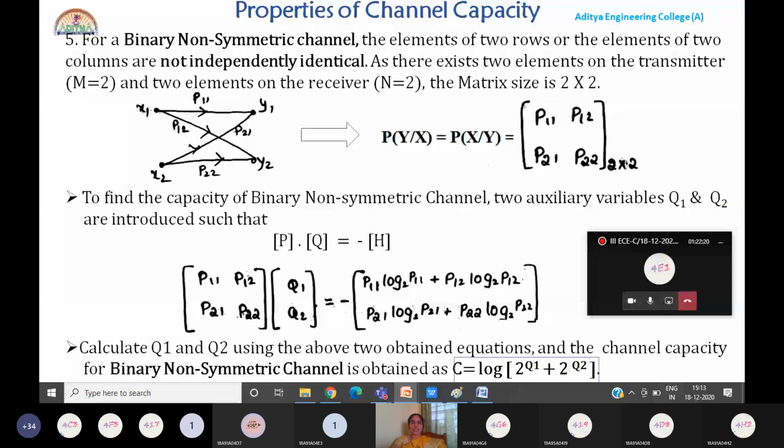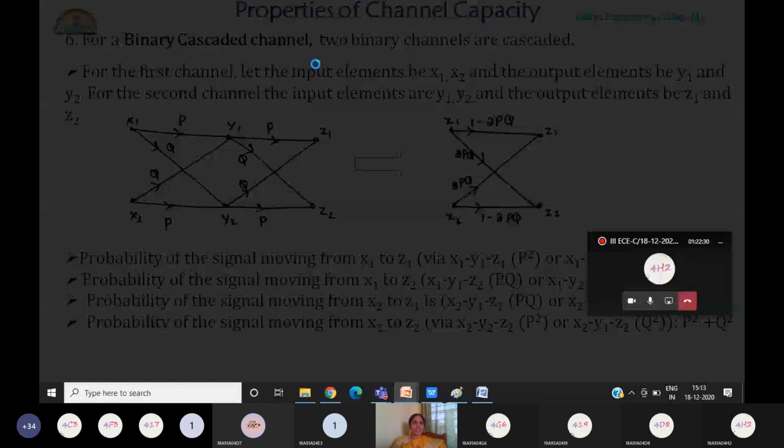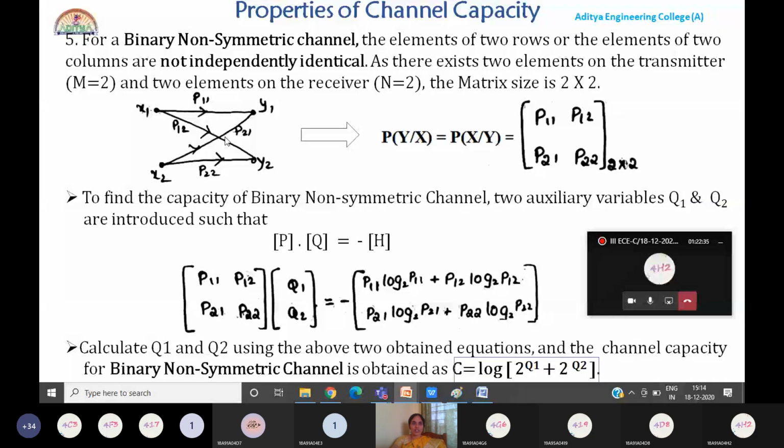Now let us represent the corresponding conditional probability matrix for the channel shown here. First element is the x1, y1 element. What is the x1, y1 element? Please see here. The x1, y1 element is p11. That's why I have represented it here as p11. Next, x1, y2 is p12, so we have written p12.